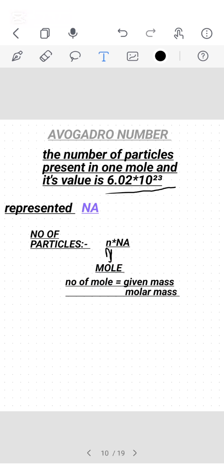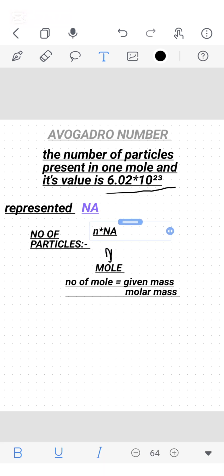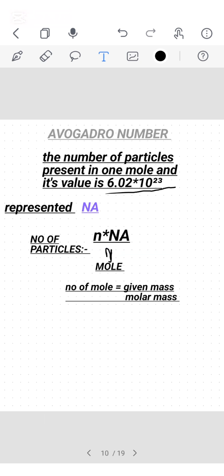Now I have just told you what Avogadro number is, its representation and its formula. I'll make the formula bigger like that. Now it's perfect. Since n represents mole, you can see how this works. Now I'll give an example.